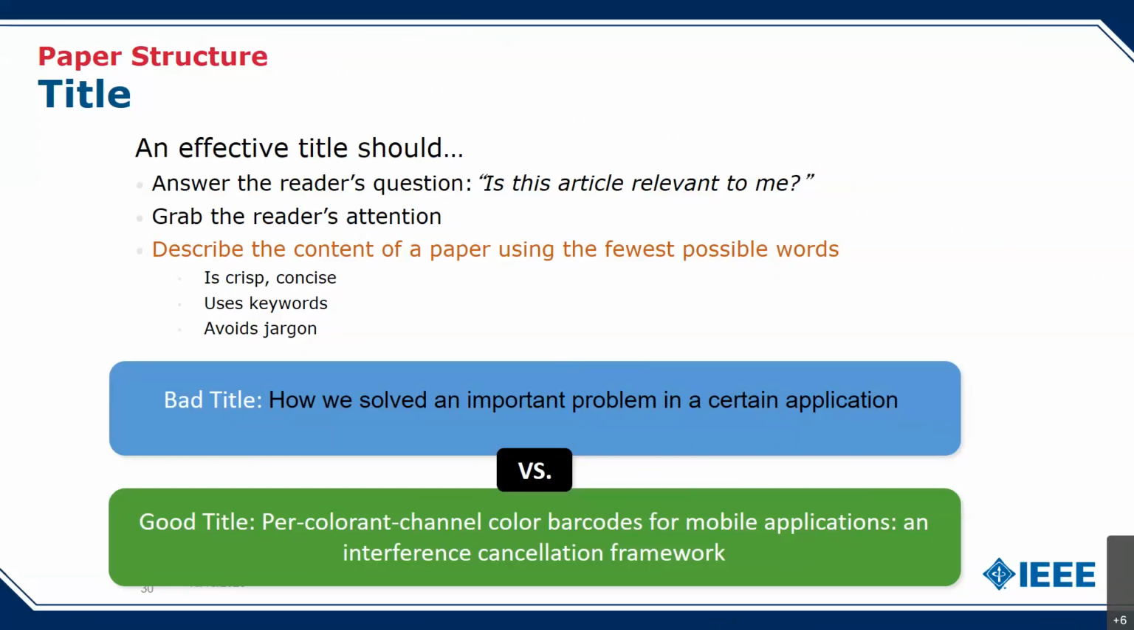This is per color channel barcodes for mobile applications. So it's telling you what the paper is about. It's about color barcodes. What is the application setting? Mobile applications. It's also telling you what is the basic idea over here. So it's per color channel framework. And what is the new contribution? The interference cancellation. So this title is a little bit on the longer side, but it is meeting the different requirements of telling you what is the content of the paper in these few words.